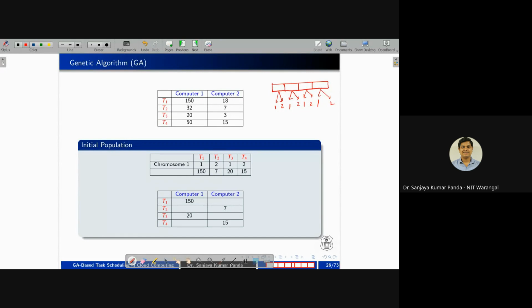Either you will get 1, which indicates that you are going to assign it to computer 1, or you can assign it to computer 2. If it is 2, you have to think that you have to assign it to computer 2. So there is no other possibility. So one example I can say, in chromosome 1, it is 1, 2, 1, 2.